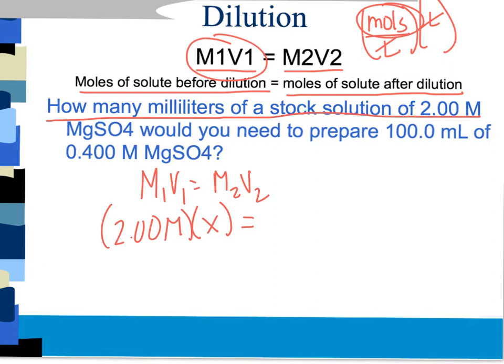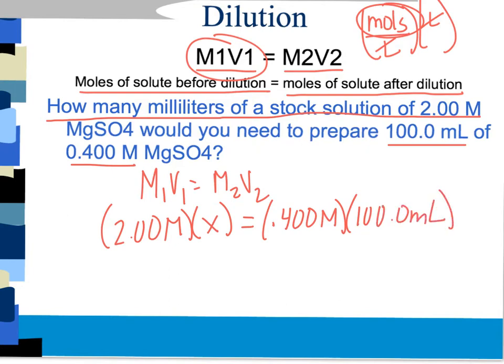Okay, we keep reading. Would you need to prepare 100 mL of 0.4? Those two pieces of information go together. So 0.4 molarity and then 100 mL for the volume. When you use this equation, it is okay to leave your volume in milliliters, because they'll cancel out and everything will work out. But when you're using just molarity by itself, that one has to be in liters, okay? All right, so let's finish out the math, and you're going to solve for X.